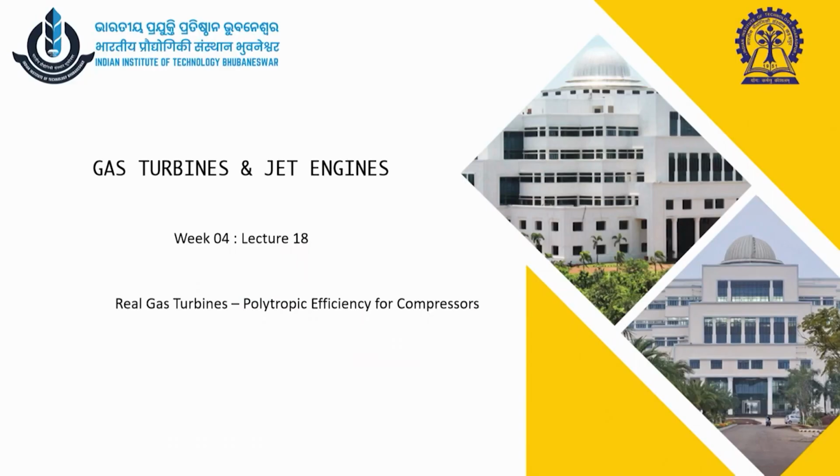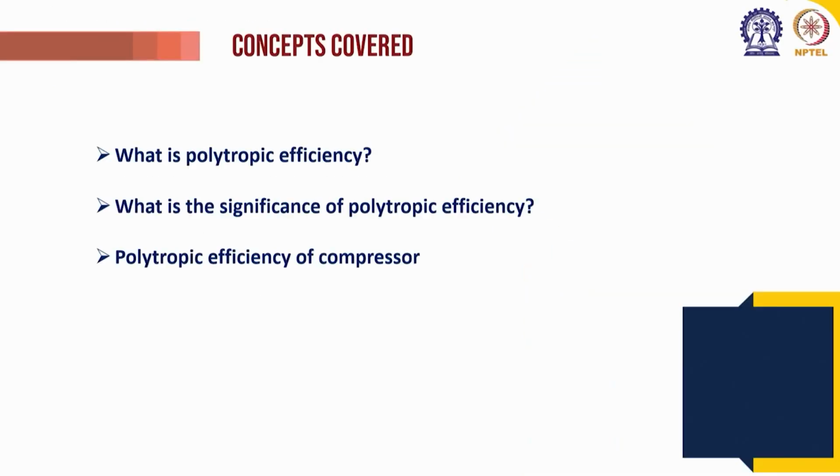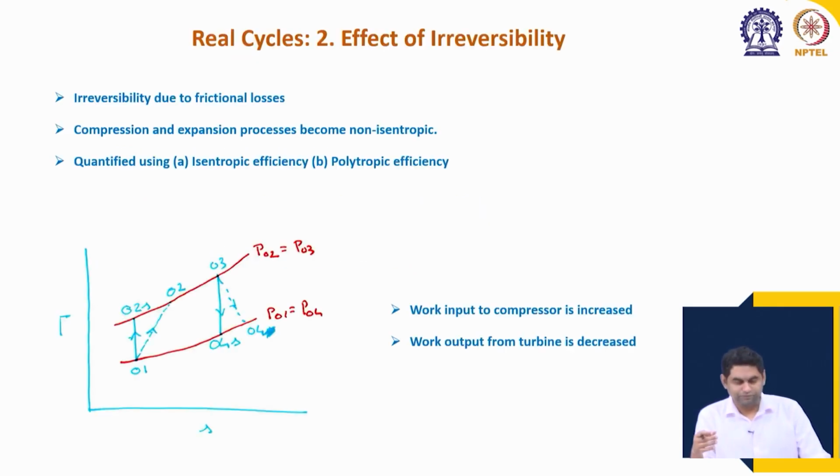Polytropic efficiency is a type of efficiency which is defined for compressors and turbines. Today we will discuss what is polytropic efficiency for compressors, and in the next class we will define what is polytropic efficiency of turbines. So, the concepts which will be covered today are what is polytropic efficiency, what is the significance of polytropic efficiency, why it is necessary basically, and then how to use the polytropic efficiency of compressor.